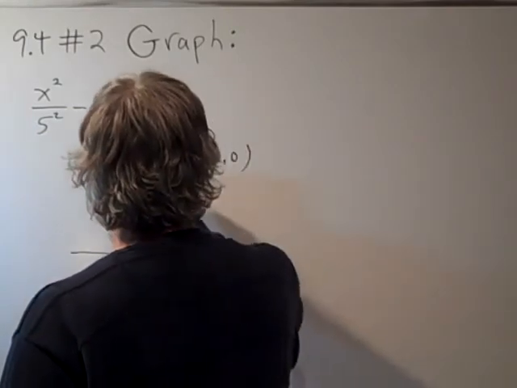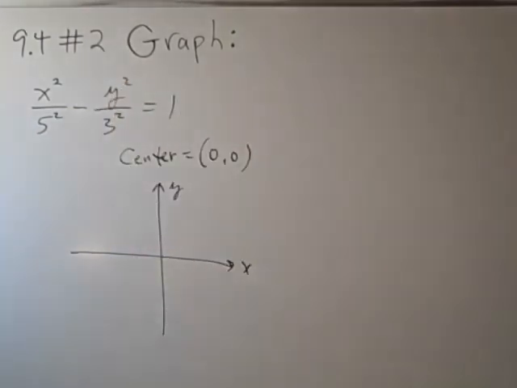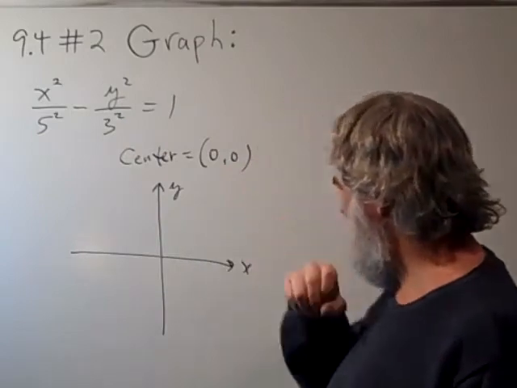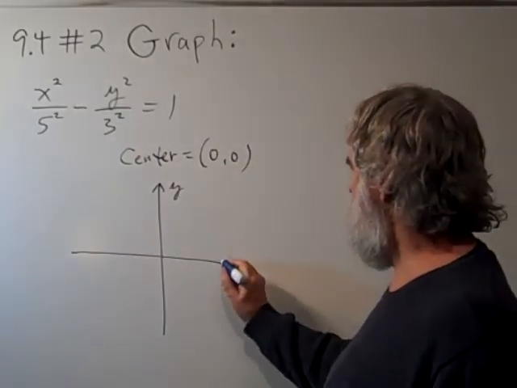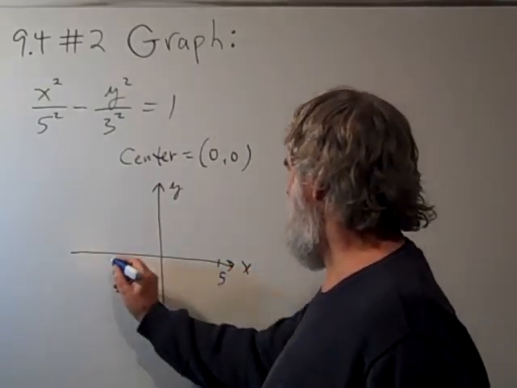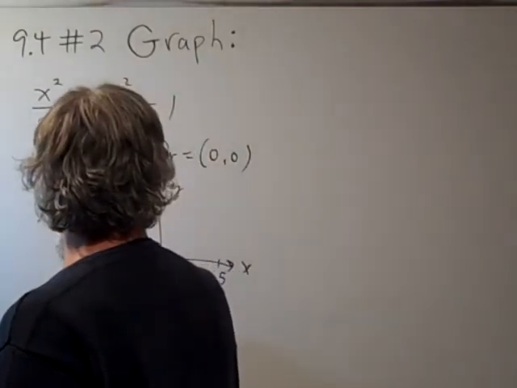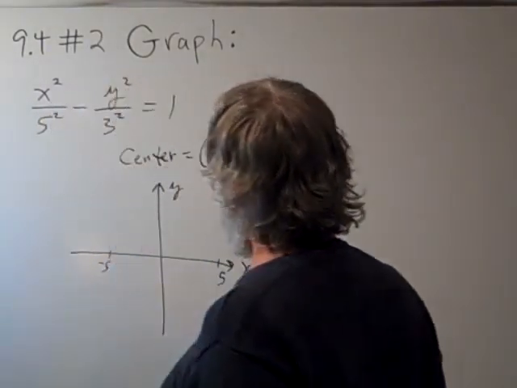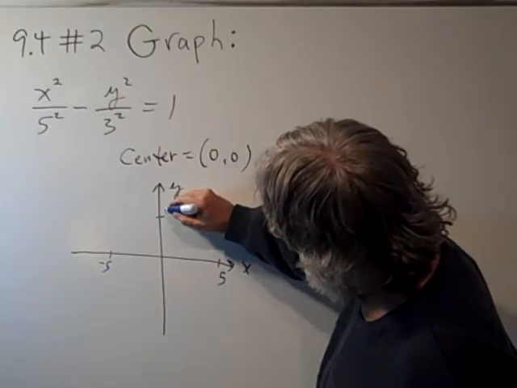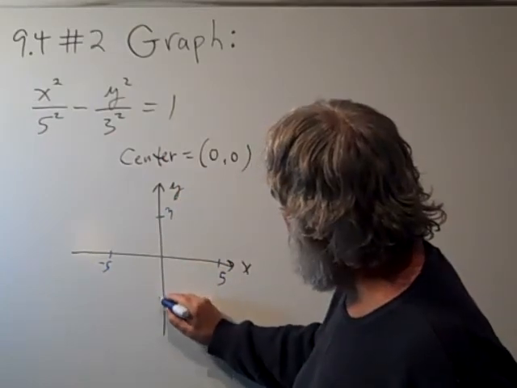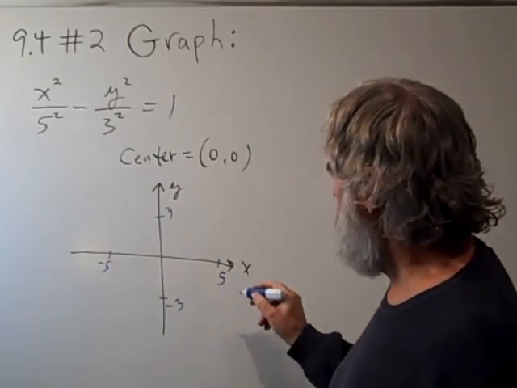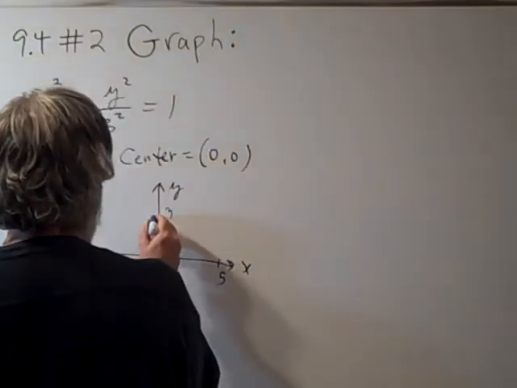And in order to graph this, we make a box. This box will go a distance of 5 to the right and left of the center. So it'll be out to 5 and to negative 5 on the other side. And the other way we go up 3 and down 3. So let's make this box.